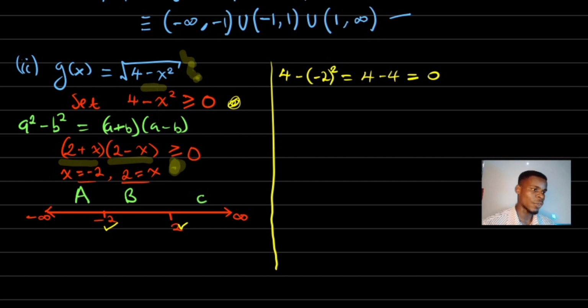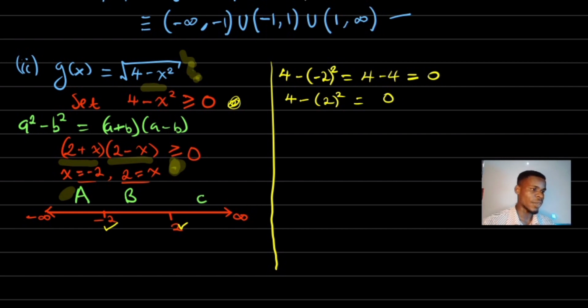Then look at 2. When x is 2, what happens? So you plug in 2 for x, that's 4 minus 2 in place of x, and then you square that. But that's the same thing as 0 because 2 squared is 4, which means 2 also satisfies. Good. So we are now going to go over to the intervals.